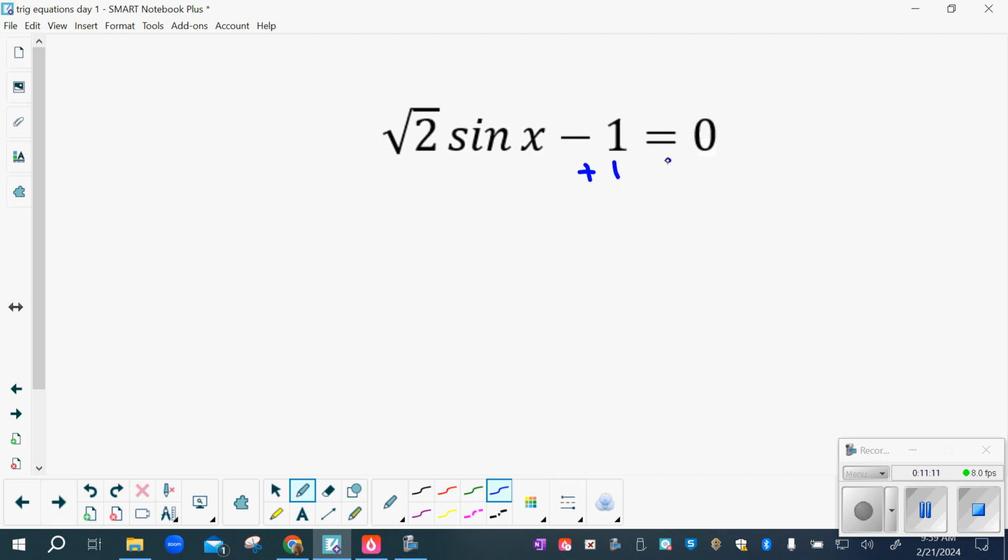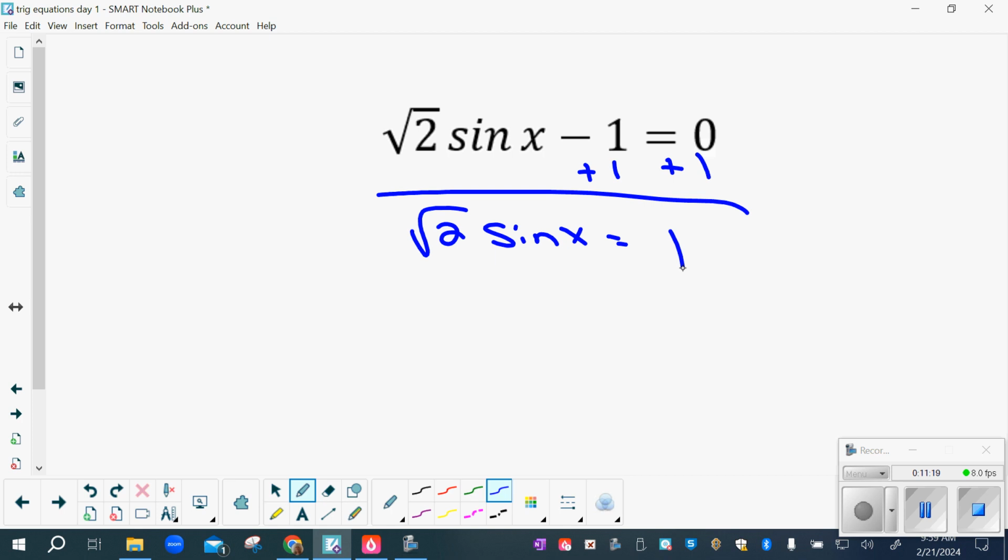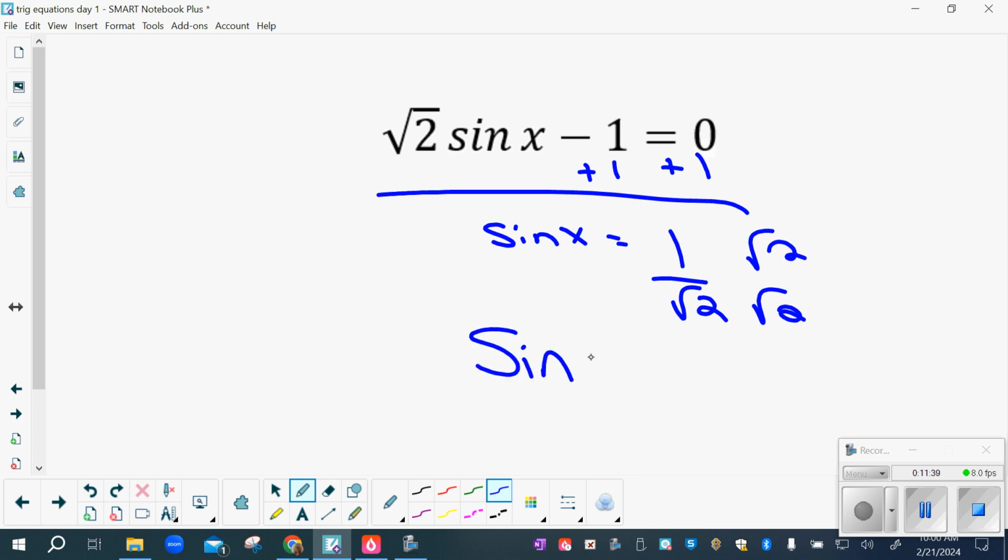Gonna add a 1 over here. I think everyone got that. So I've got square root of 2 times sine x equals 1. Oh, gotta get rid of that square root of 2 that's multiplying. It's attached, so I'm gonna divide it. That guy goes away. But now I can't have that root 2 on the bottom, so I'm gonna give it here and give it here. So I'm going to say sine of x equals root 2 over 2.